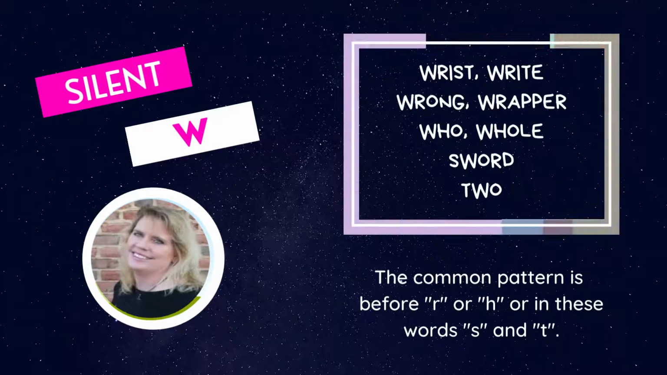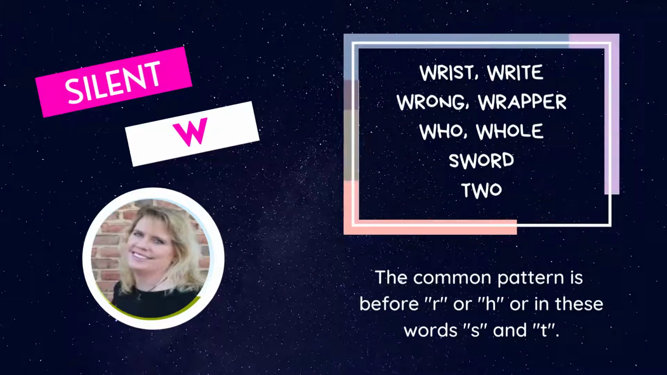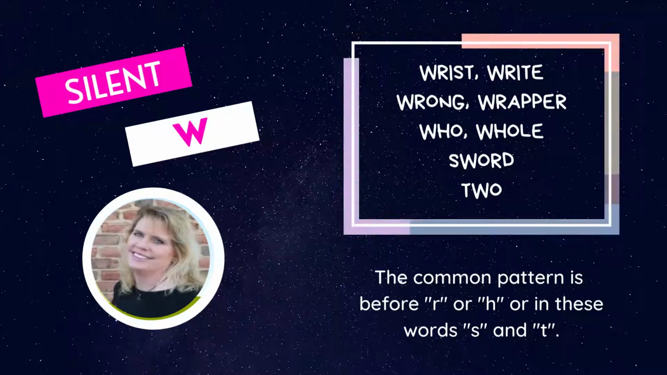And last but not least, we have silent W. These are wrist, right, wrong, wrapper, who, whole, sword, and two.